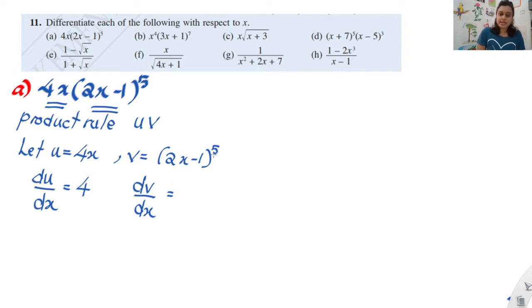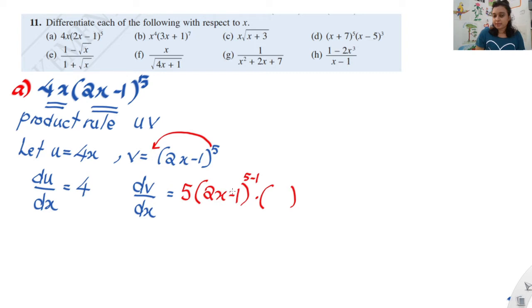So what you do here is bring the 5 to the front, so you get 5. Copy back the inside of the bracket, 2x minus 1. Over here, the power 5, you minus 1. After that, at the back, you differentiate what is inside the bracket. So what is inside the bracket? 2x minus 1 is inside the bracket, so you differentiate 2x minus 1.